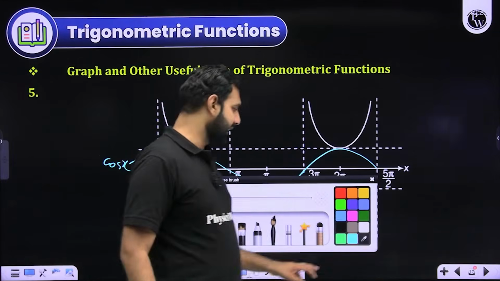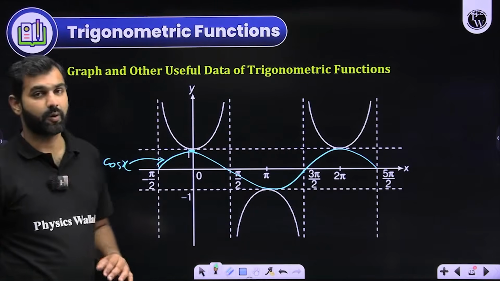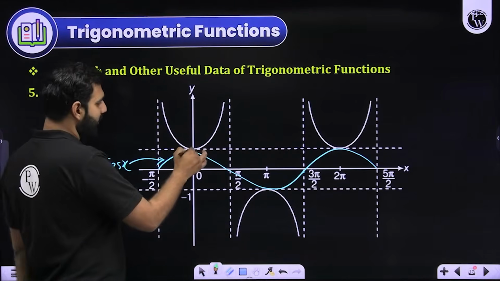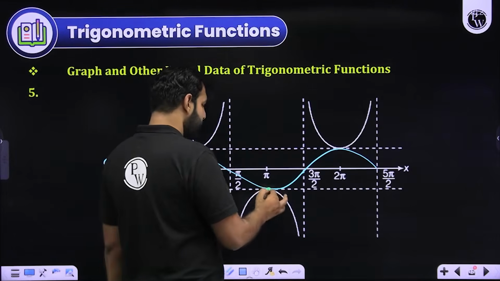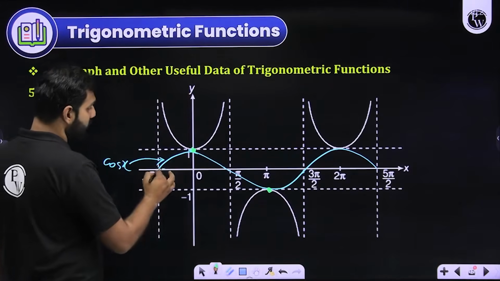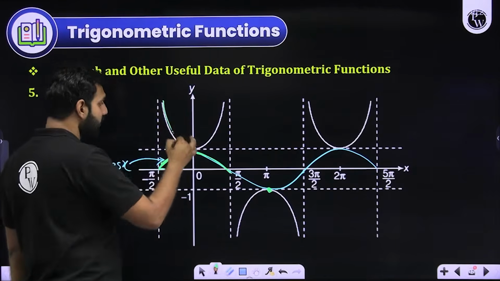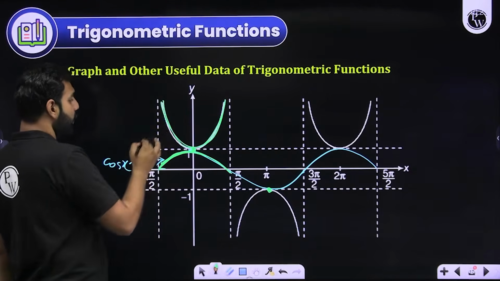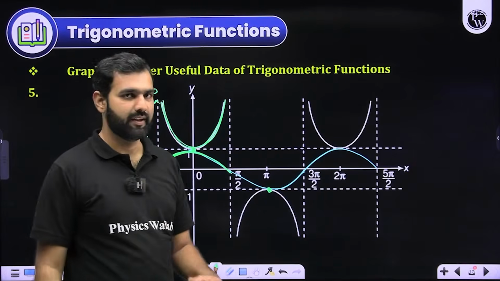Now what is sec x? Sir, sec x is the reciprocal of cos x. So whenever cos x is 1, sec x will also be 1. Whenever cos x is minus 1, sec x will also be minus 1. But since it is the reciprocal, if cos x was between 0 to 1, do you not think 1 upon cos x, which is sec x, will be from 1 to infinity? Are you getting my point very clearly?